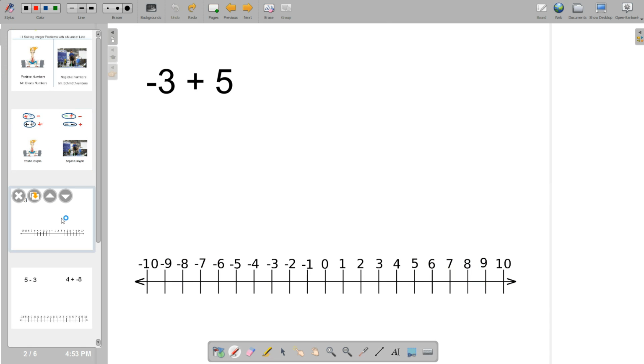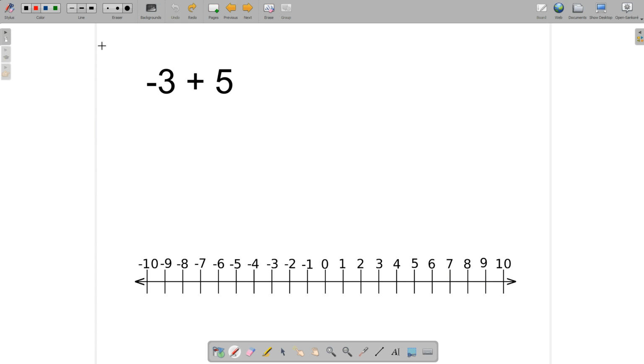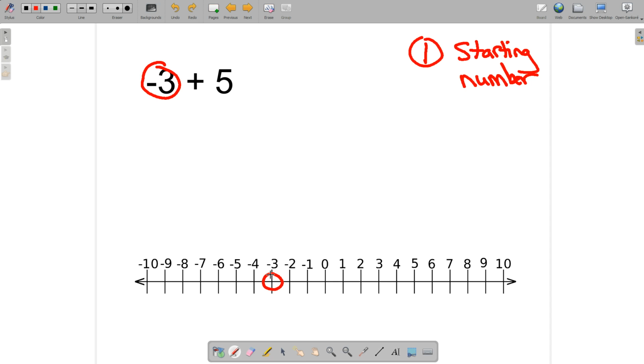And what happens is we start dealing with problems like this, -3 plus 5. I like to solve these problems by breaking them into 3 steps, which I'm going to write down here. Step 1 is always we want to start with whatever the left number is. In this problem, the left number is -3. So we're going to start with a -3. We circle it here on the number line. That's step 1.